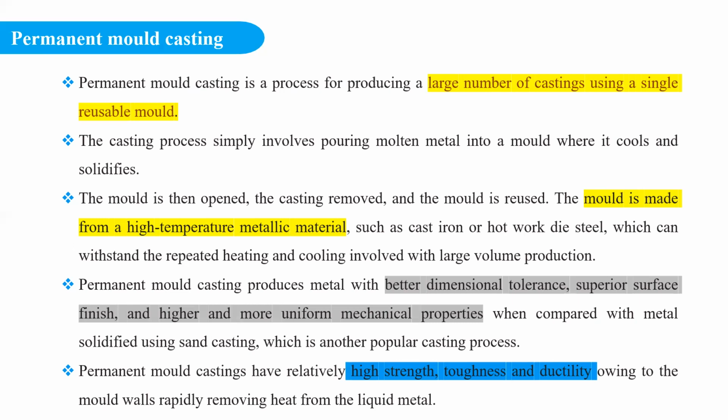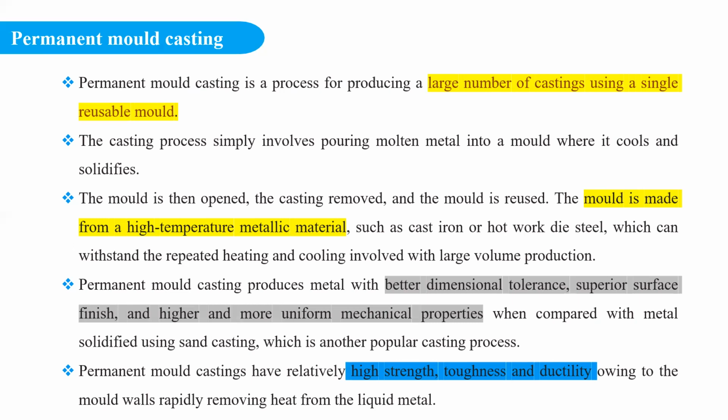And here the process is very simple. The molten metal is poured into the permanent mold. Once it cools, the mold will be separated and the part will be taken out. And here the mold is made up of high melting point material. Most of the time we use cast iron and alloy steel for producing the permanent mold.